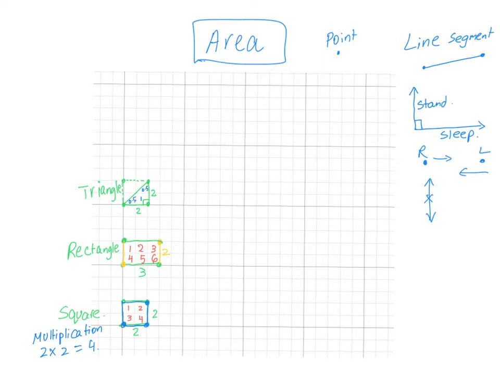So what's the area traced? So the area in this case is 2. In this case, it was 4. So can I say 2 is half of 4, right?